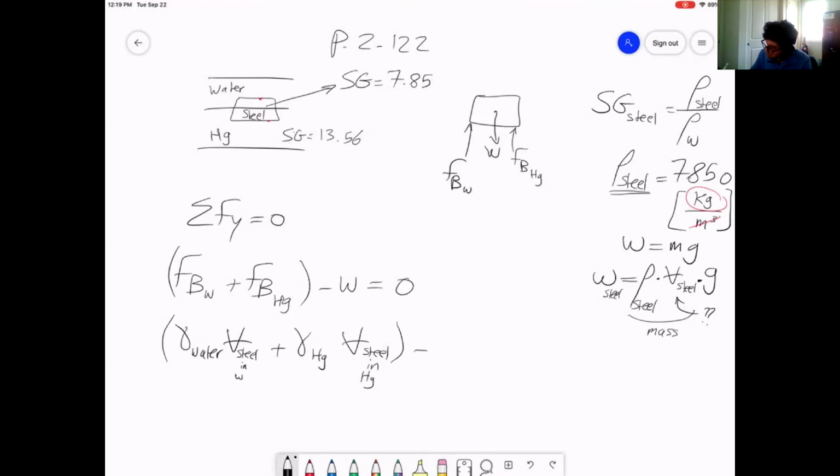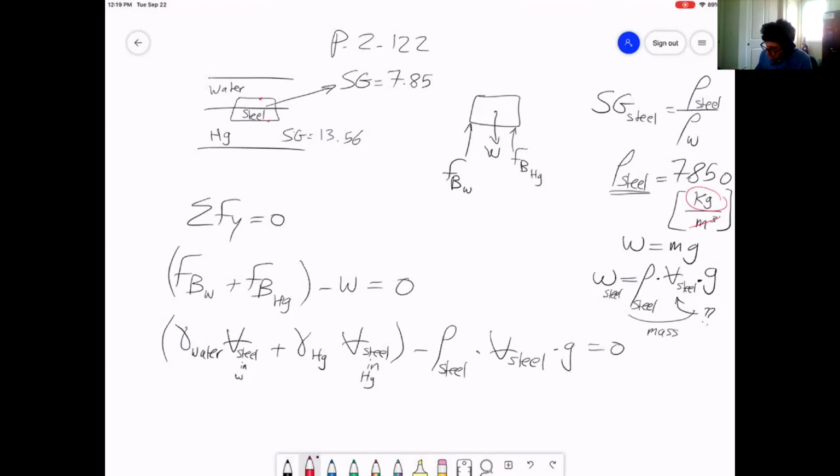Okay, minus, we know this one, it's gamma steel or density rho steel times volume. Is this the entire volume of the thing? Yes, it is the entire volume. Times gravity is equal to 0.